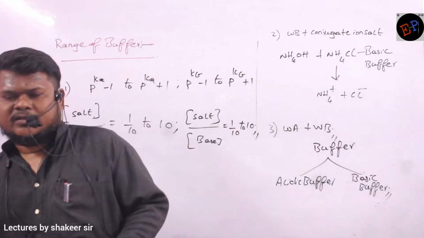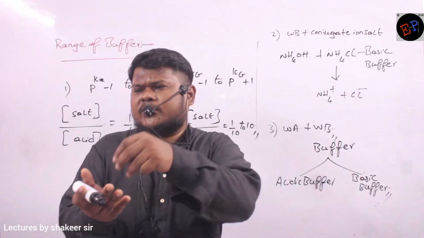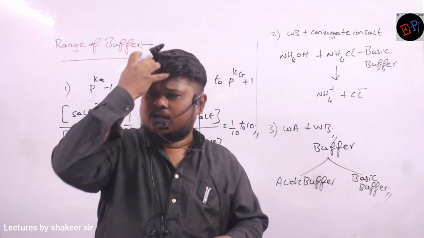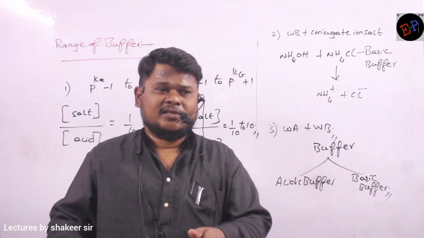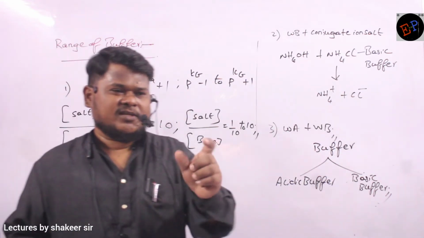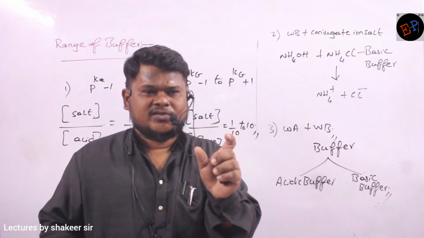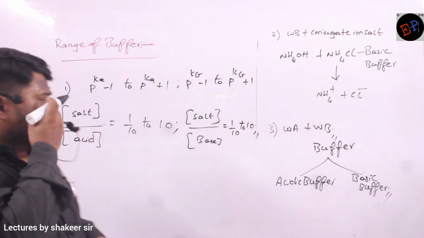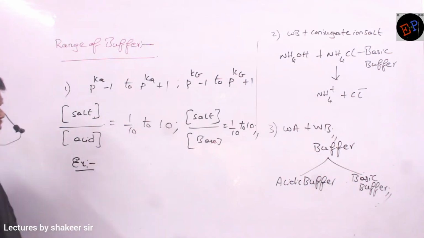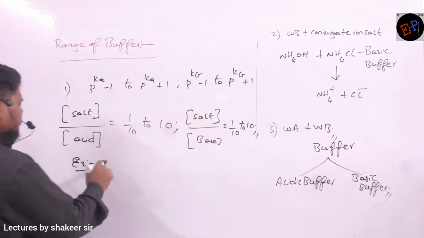To any solution, you can add only up to very few ml of strong acid or strong base. You cannot say the pH is not changing and add one liter of acid and expect it to still be a buffer. Only up to small changes can it maintain its pH constant. So an example is human blood. Human blood is a very good example of a buffer.